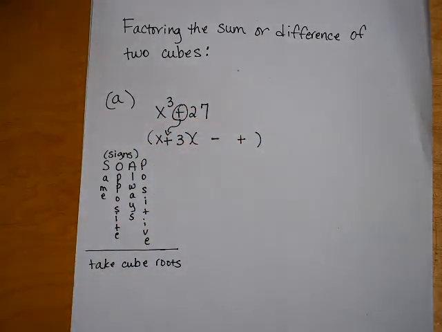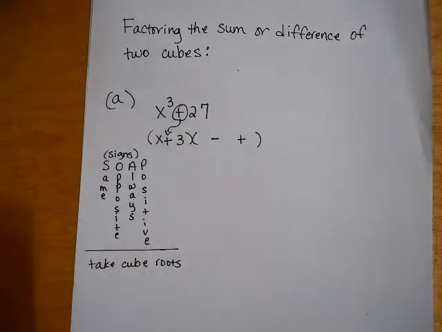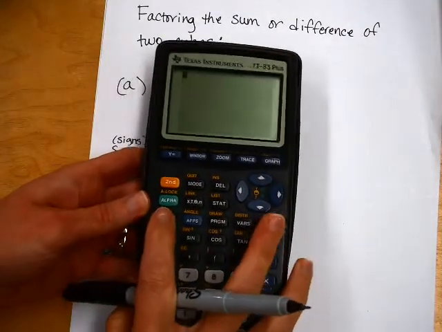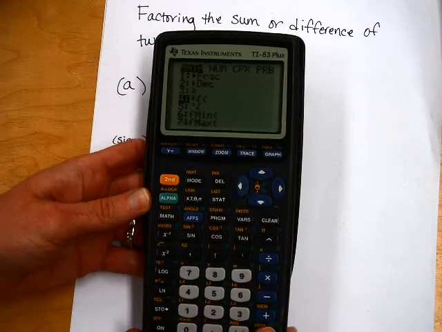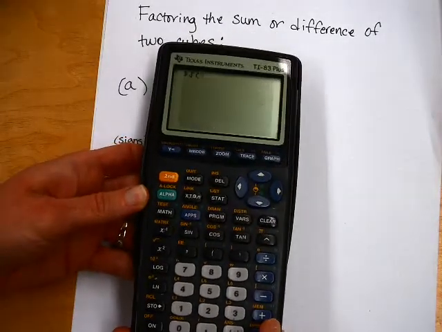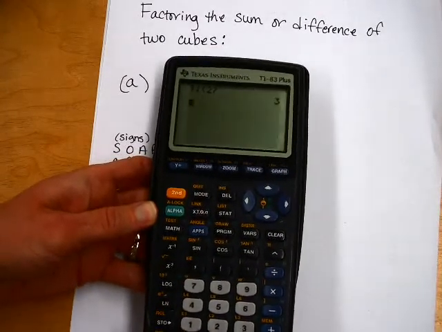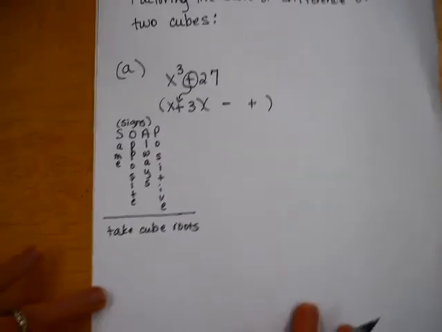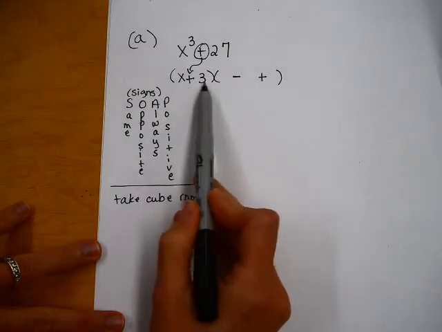Now, I'm going to stop here for a minute and show you that if you did not know that the cube root of 27 was 3, you could use your calculator to help you find that. You would click math, and go down to option number 4, which is taking the cube root. Then you would type in 27, and it would tell you the cube root is 3. Okay? Alright, so back to our problem. We took the cube roots and put them in the little parentheses, or the binomial.